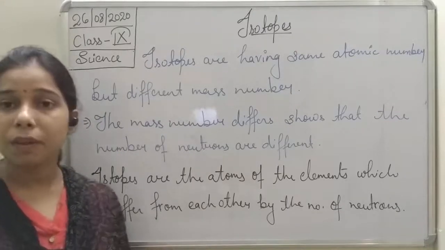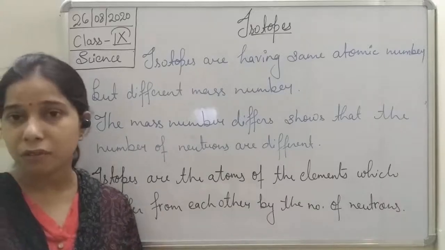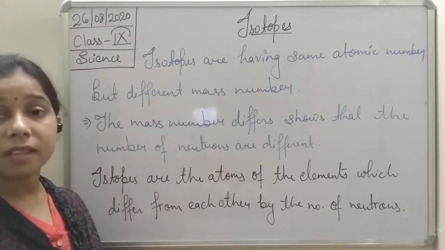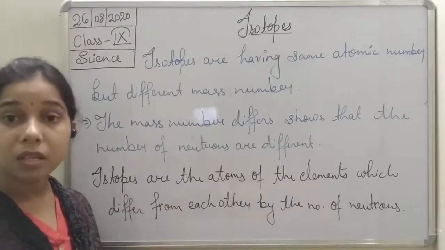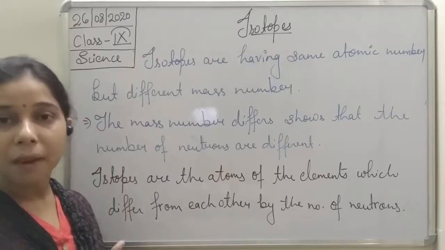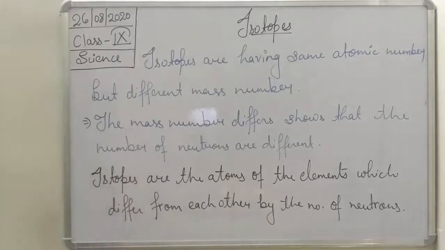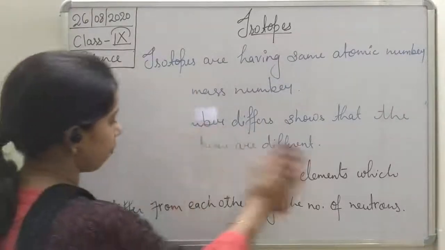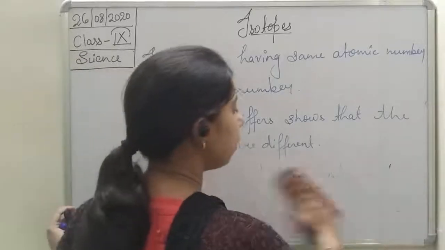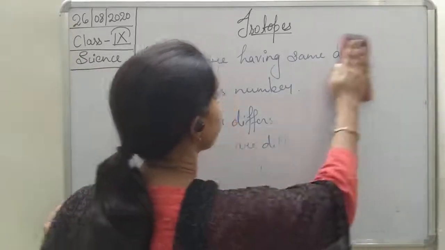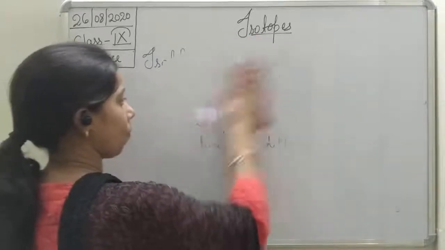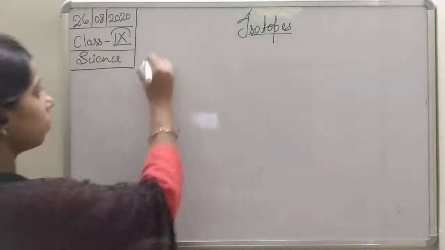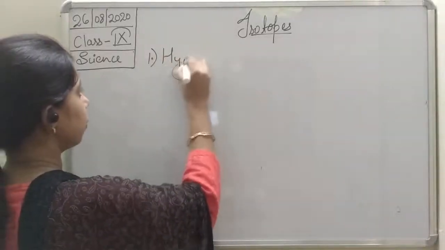Okay, so if anybody asks the definition of isotope, you will say that isotopes are those elements which have the same atomic number, but they differ from each other by their mass number. Now we can understand with the help of an example, so it will be very easy for us to understand. So first and foremost, to understand isotopes, the example we will take is hydrogen.